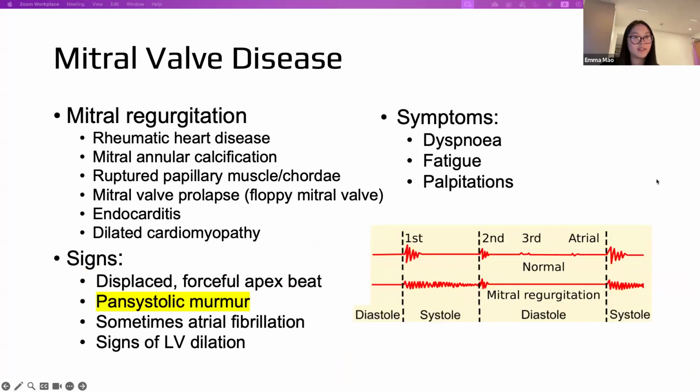Okay. And then we have mitral regurgitation. So again, rheumatic heart disease. We have mitral annular calcification, so like the mitral ring being calcified, a ruptured papillary muscle, which can happen after an MI, mitral valve prolapse, endocarditis, and dilated cardiomyopathies. So the signs are a displaced forceful apex beat, a pansystolic murmur, and then sometimes atrial fibrillation and signs of left ventricle dilation. Okay, and then symptoms are also quite similar again, often when it's quite bad though.